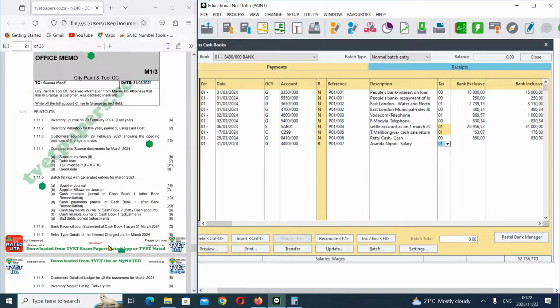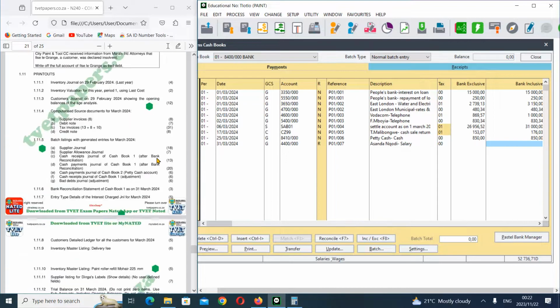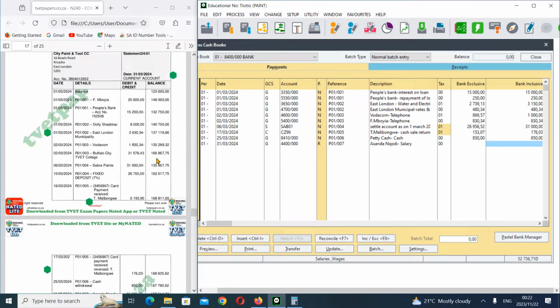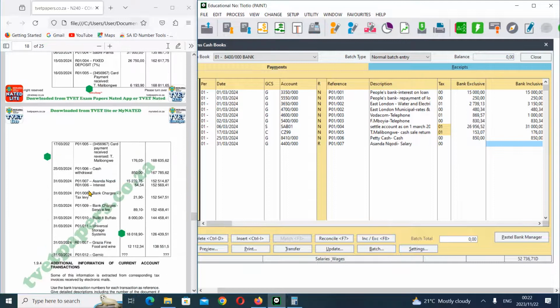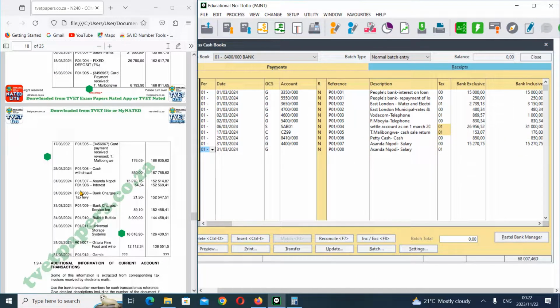Then we need to check what is happening with salary. Salaries and wages, tax is not charged. So tab. Then how much was the amount? 15,075. Say tab. Then we are done with Asanda.